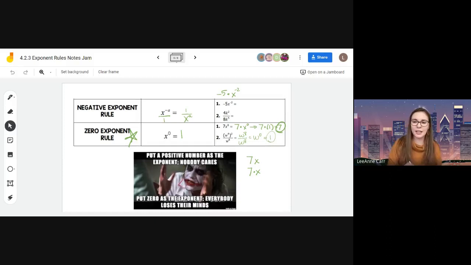So I'm going to leave the negative 5 alone, but for that x with the negative 2, I'm going to move it to the denominator and change it from negative to positive. And I have my 1 up top. And then I can make this even prettier. If I just simplify that, it becomes negative 5 over x to the second.